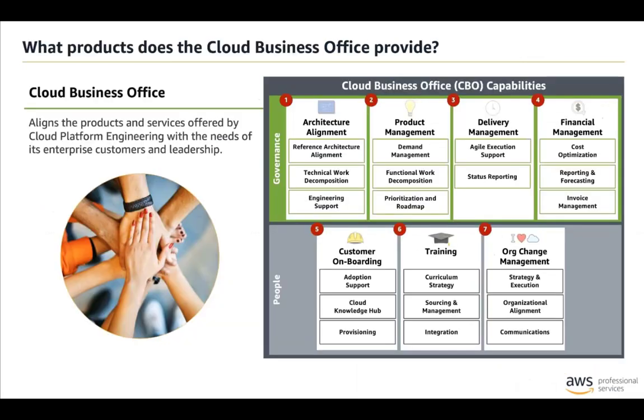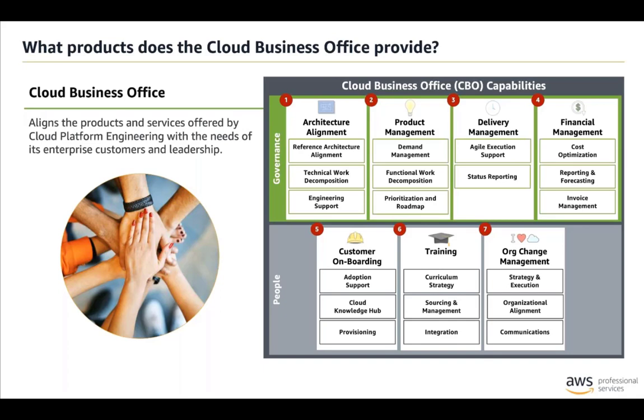The Cloud Business Office aligns the products and services offered by the Cloud Enablement Engine with the needs of its enterprise customers and leadership. The capabilities that the Cloud Business Office provides are broken into 2 categories. Number 1, business and governance, and number 2, people enablement. Business and governance covers 4 domains. Number 1, architecture alignment. Architecture alignment provides alignment between enterprise architecture and the Cloud Enablement Engine, establishing processes to evaluate and develop new cloud patterns to support teams looking to adopt AWS.